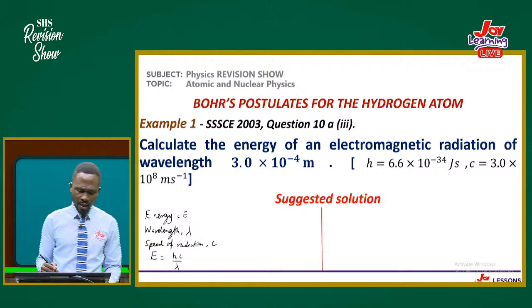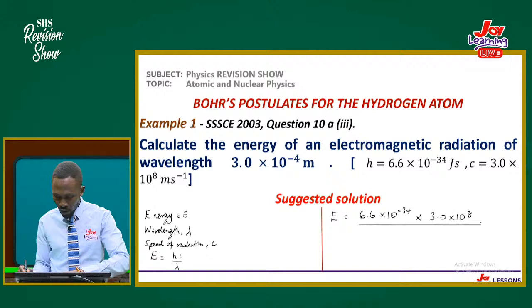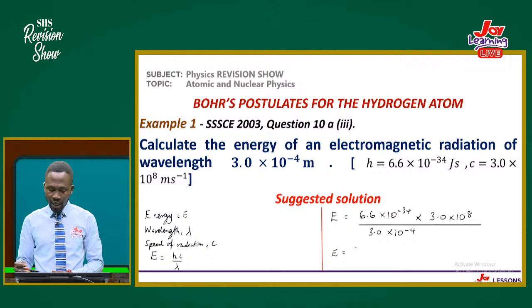We want E. So E will give us our H, which is 6.6 times 10 to the power minus 34, all times the C, 3.0 times 10 to the power 8. Then it says on the wavelength. So over 3.0 times 10 to the power minus 4. And you have to be very careful here. Make sure that your calculator is at the right mode, the degree mode, and then you try to compute that and try to avoid approximations, okay? So try to compute everything carefully at a go like that, and let's see what you're going to get.